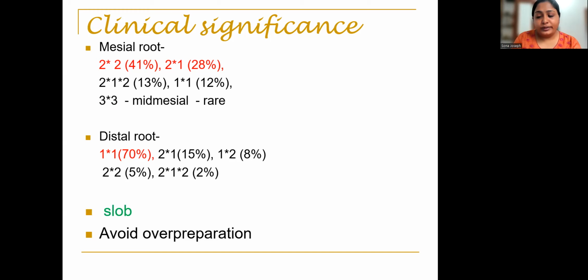You can use the SLOB technique, same side lingual, opposite side buccal, to see the mesiobuccal and mesiolingual canals separately in a radiograph whenever you do the working length determination as well as the master cone radiograph. Avoid over preparation, as anywhere you extend extra can cause perforation in the root as well as in the canal, in the crown.